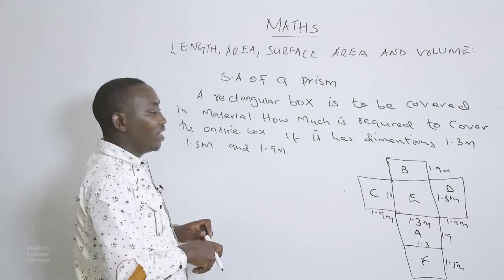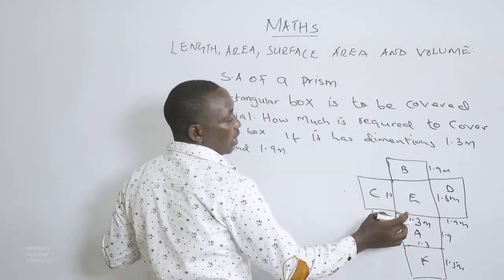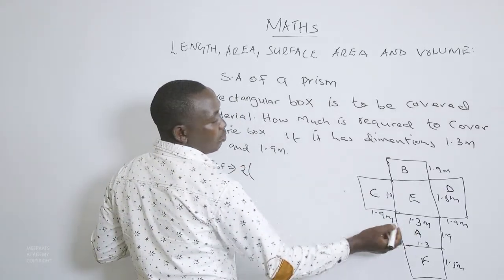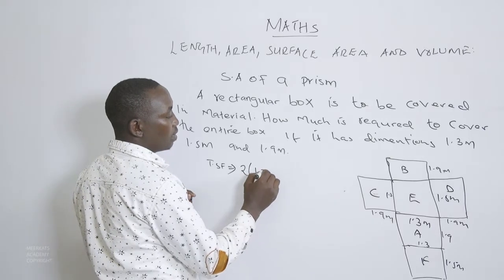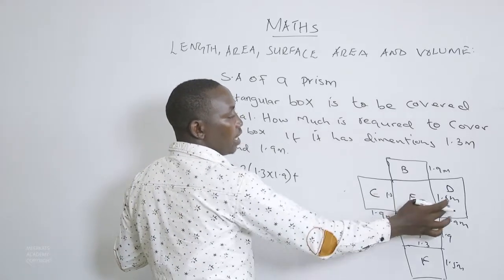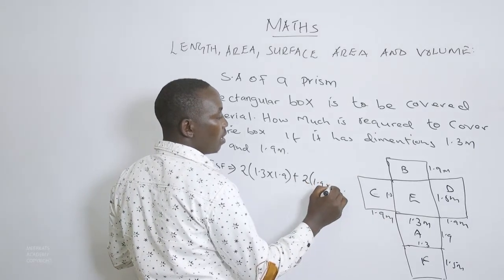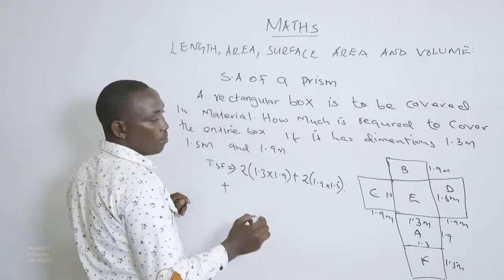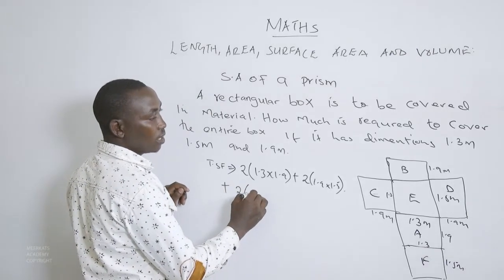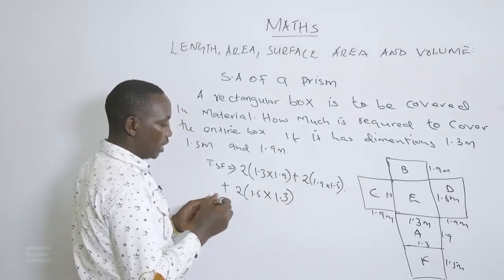Now if you want to get the total surface area, let's begin with A and B. A and B will be twice 1.3 by 1.9 because there are two, plus, let's go to C and D, that's 2 multiplied by 1.9 multiplied by 1.5, plus E and F, which will be twice 1.5 multiplied by 1.3.